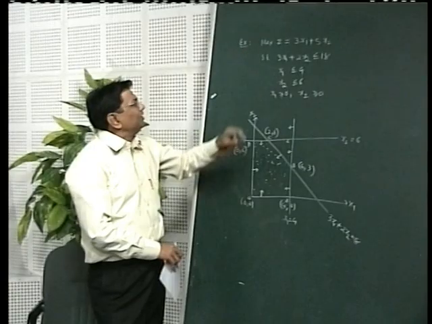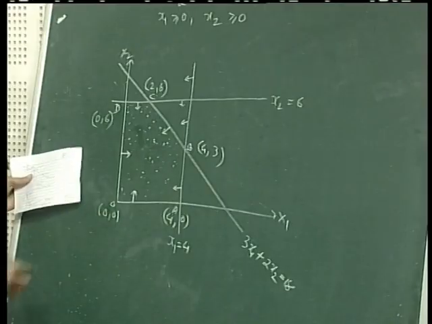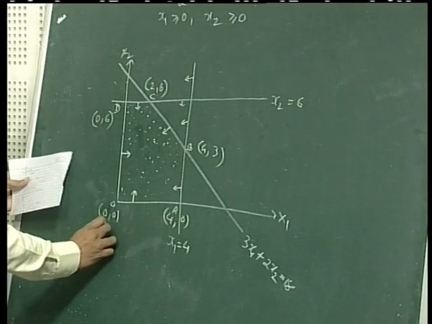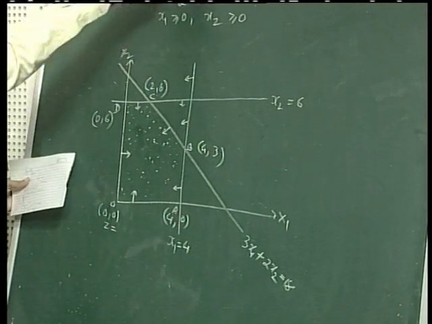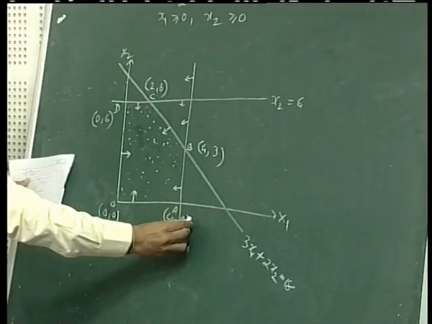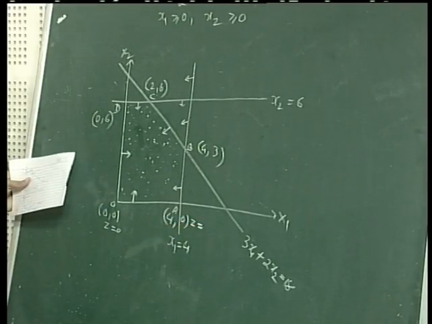Now because we need to maximize z, one can find the value of z at each of these vertices. So put x1 = 0, x2 = 0 in z, so here z is 0. So at each point we find the value of z.